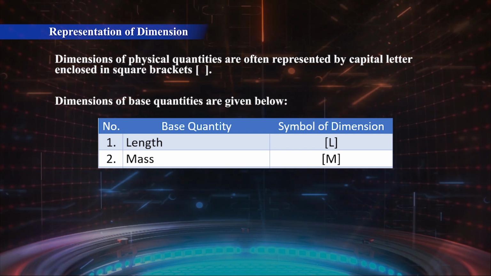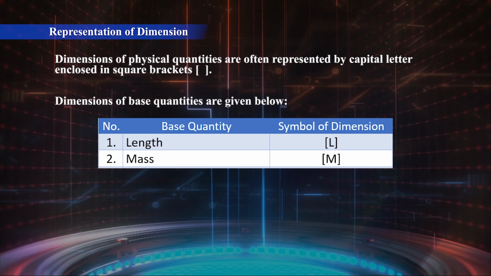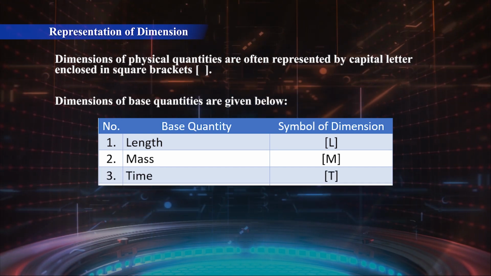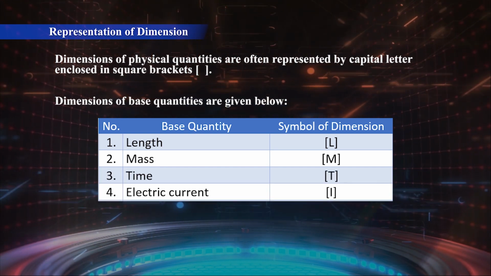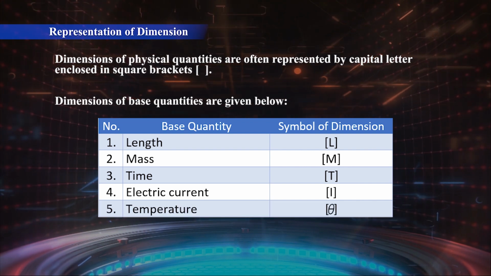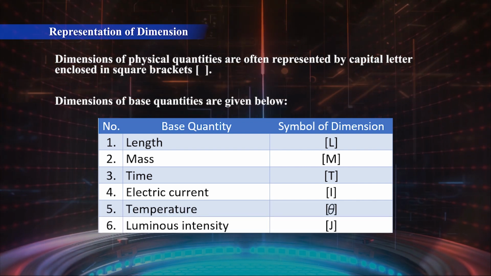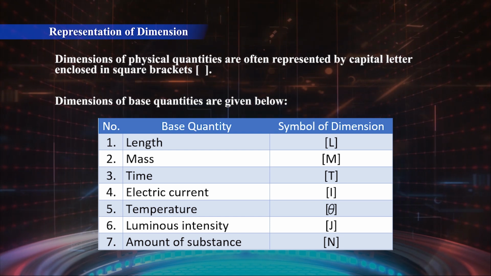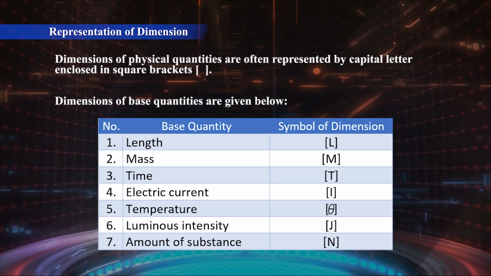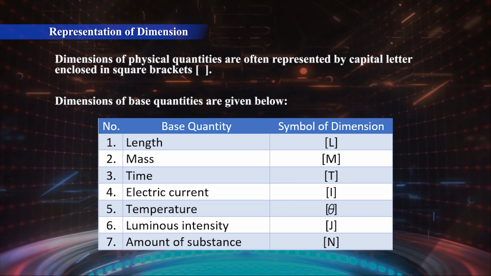Mass is represented with a square bracket, within which there is a letter M. Time, square bracket T. Electric current, I. Temperature, theta. Luminous intensity, J. Amount of substance, N. So this is how we represent the dimensions of base quantities.